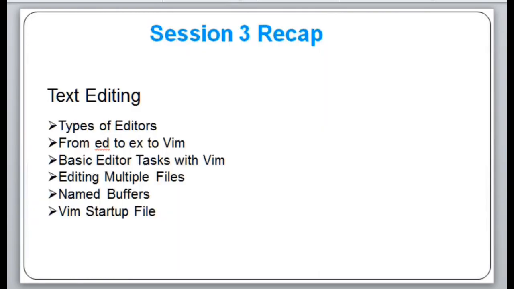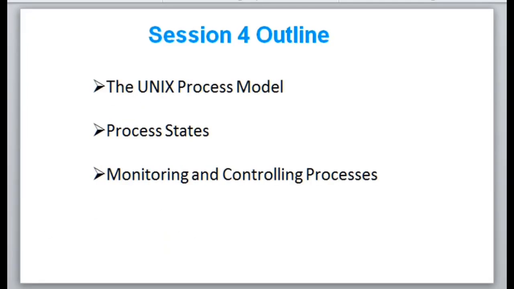So today we're going to be going over UNIX processes. In our last session, we went over text editing, types of editors such as ed, ex, and Vim. We also went over some basic editor tasks with Vim. We edited multiple files. We went over some named buffers. And we also showed you how to start up a Vim file and edit within that file. Today, we're going to be going over the UNIX process model, process states, and monitoring and controlling processes.